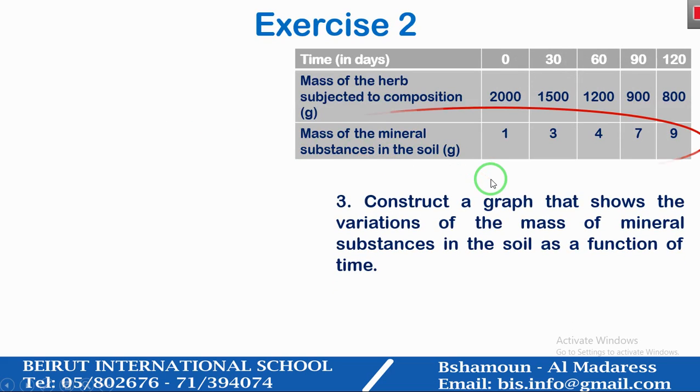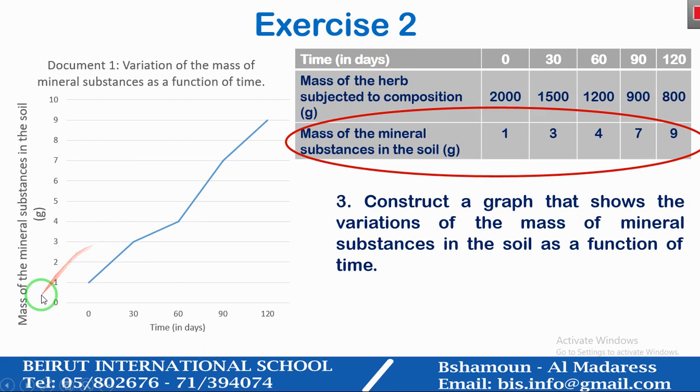Question number 3, construct a graph that shows the variations of the mass of the mineral substances as a function of time. So the time will be placed on the x-axis and the mass of the mineral substances will be placed on the y-axis. So here, at day 0, the mass was 1 gram. And respectively, we place the others till we reach 120 days, the mass was 9 grams. And of course, the graph should have a title.